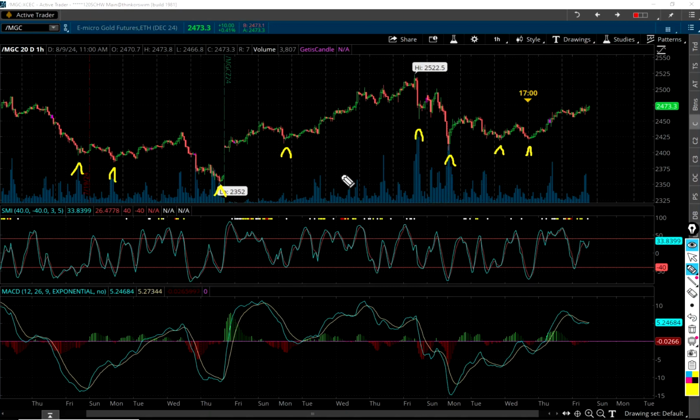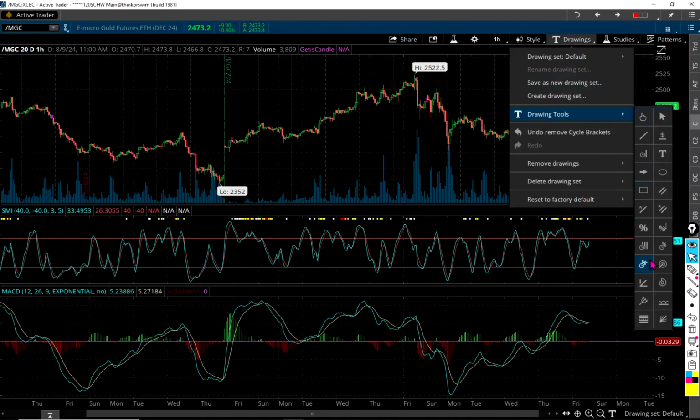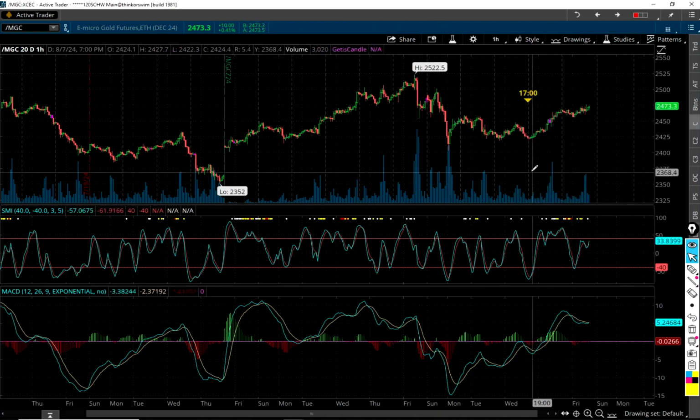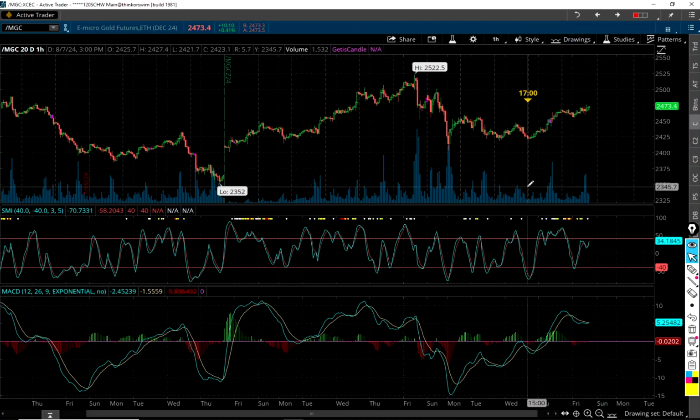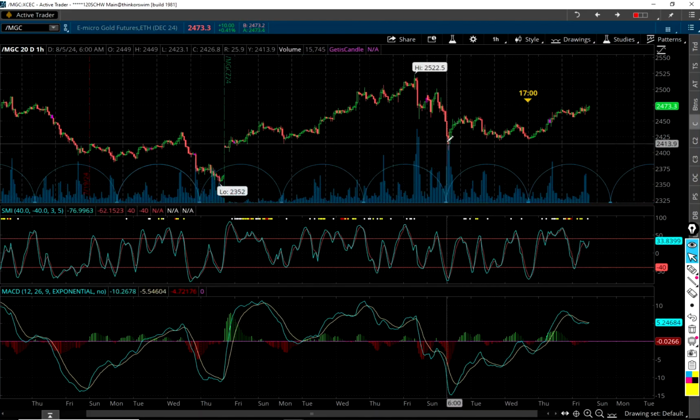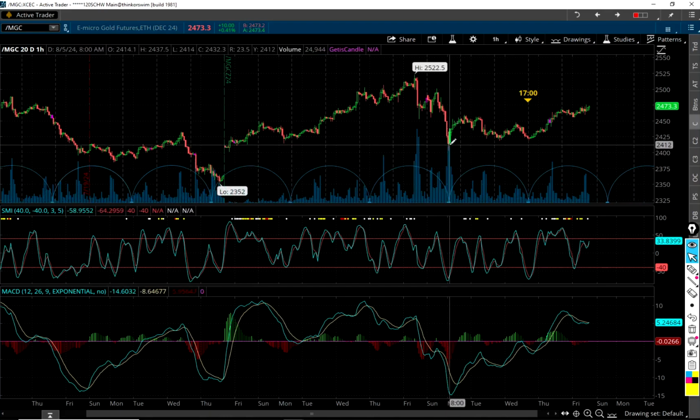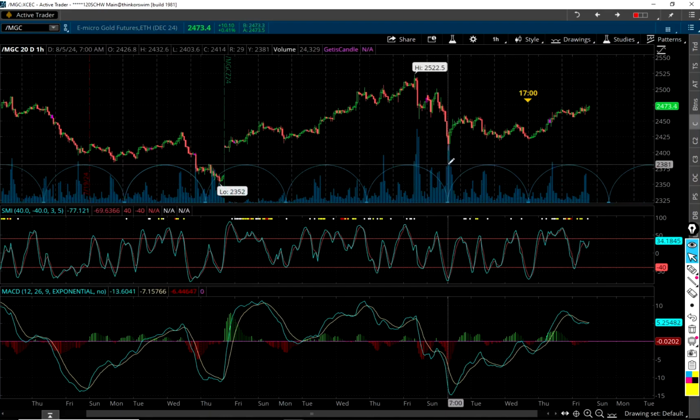You should do something like this. I've been doing this a long time, so I don't really need that. What I'm going to do is pick a drawing tool. I'm going to pick this thing down here called Cycle Brackets. I'm just clicking with the left button on my mouse, and I'm going to click it and then just drag it. So I clicked it once. I'm going to drag it over to this other low right here, and I'm going to hold it there. I'm not going to click again. Once you click again, it'll set it in place. You can always delete it if you want to.